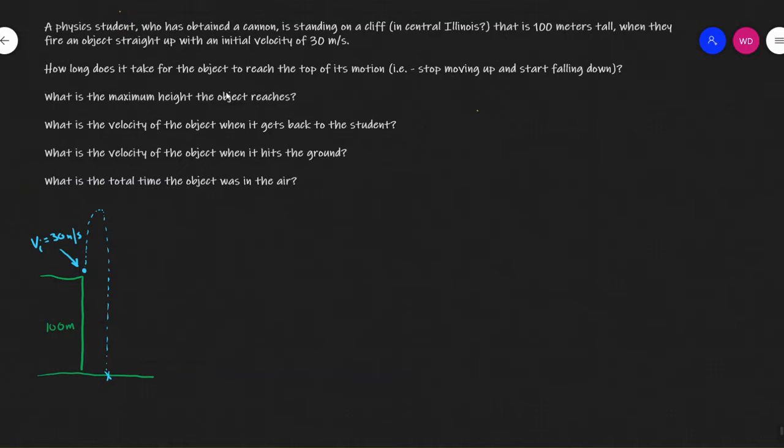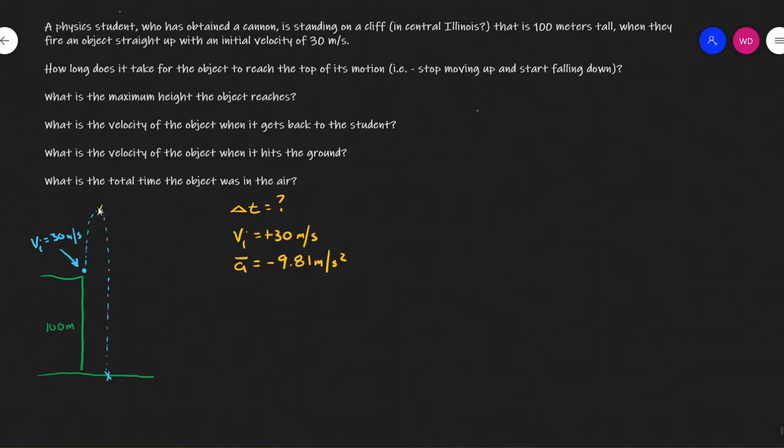So the very first thing it says is, how long does it take? So we are looking for change in time. How long does it take to reach the top of its motion? Well, we know that it's initially fired with a velocity of positive 30 meters per second. We know that it is on Earth and in a vacuum because we're going to assume those. So its velocity changes at a rate of 9.81 meters per second squared.